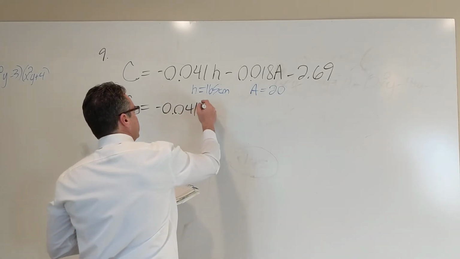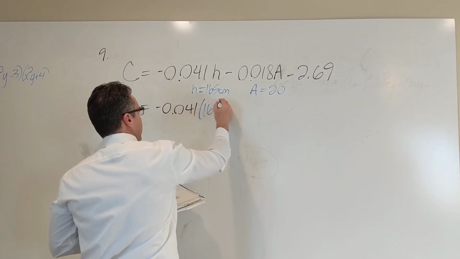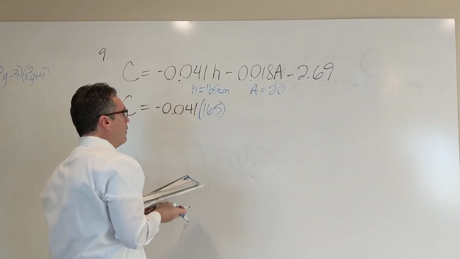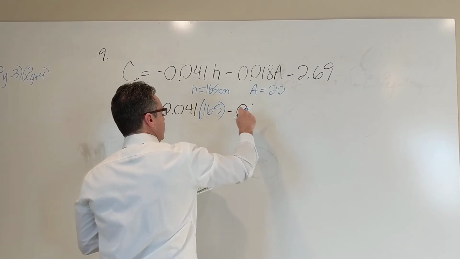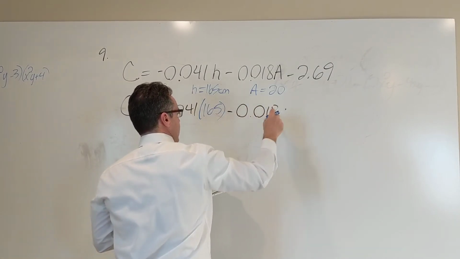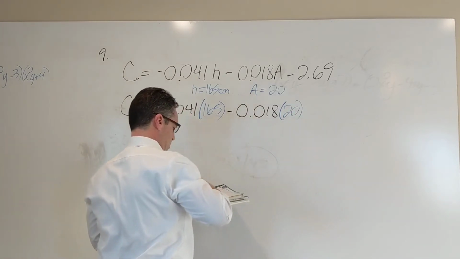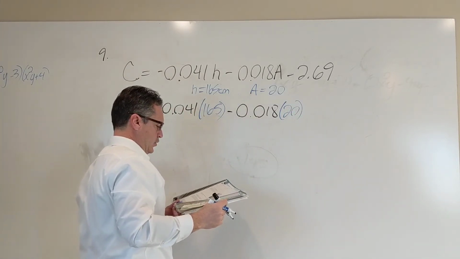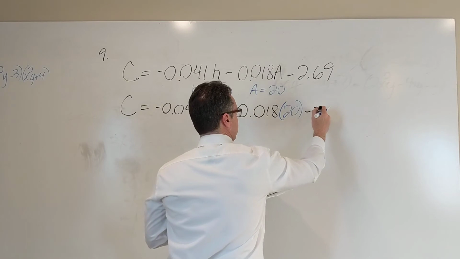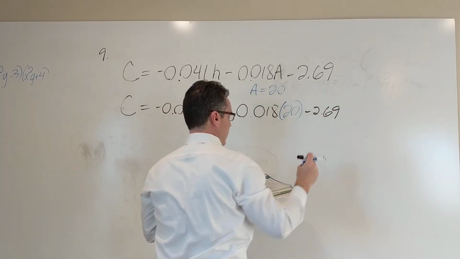So this is 165 that we're plugging in there, minus 0.018, and this is going to be times 20, and then minus 2.69.